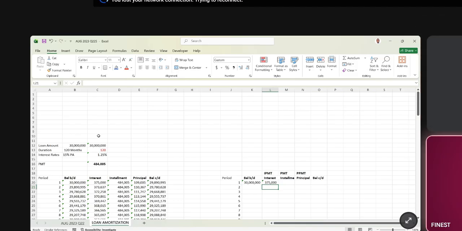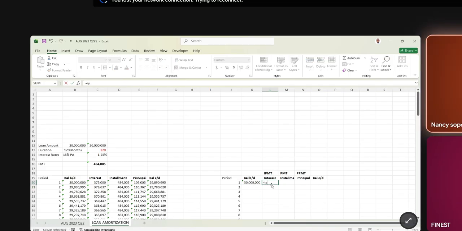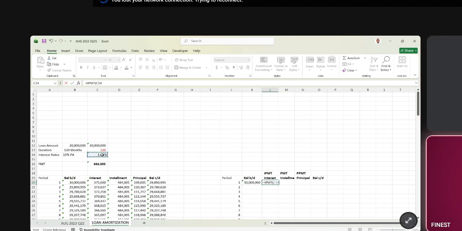Is that okay? So I'm saying this. You come and say equal sign, IPMT, the rate is 1.25, I have selected it. Comma. The period is period 1. Comma. The number of periods is 120. Comma. The PV is negative 30 million. I click enter. That's okay.